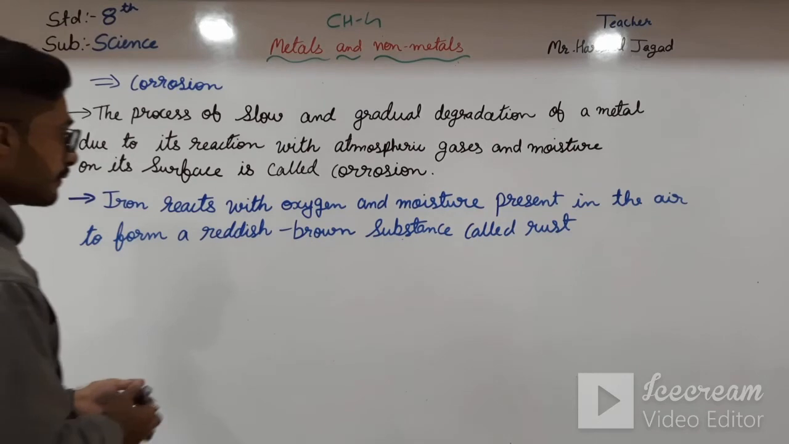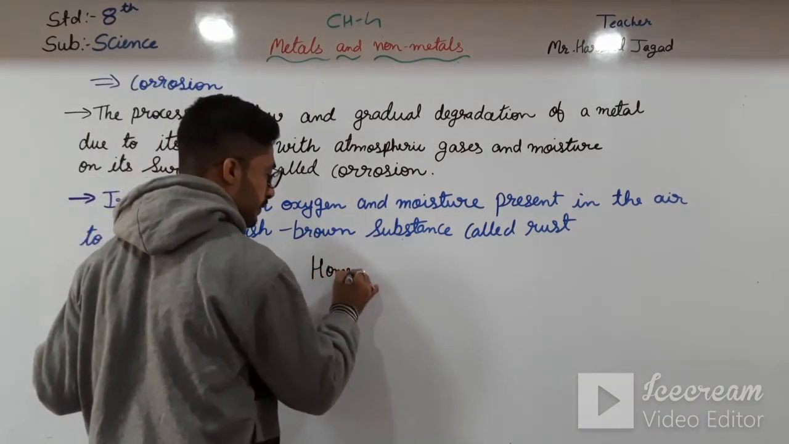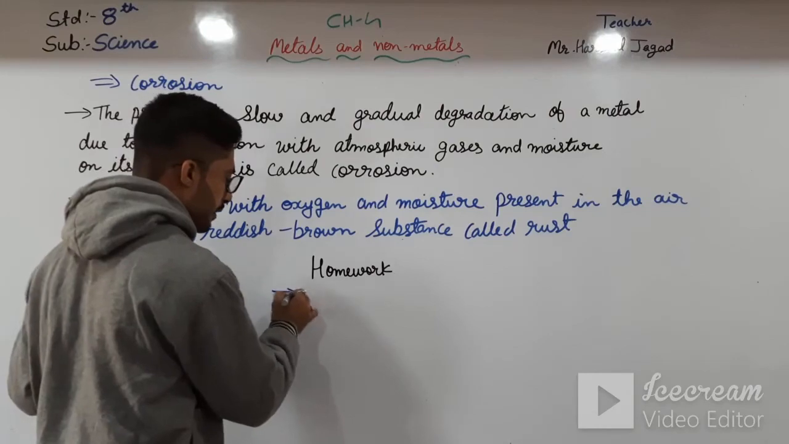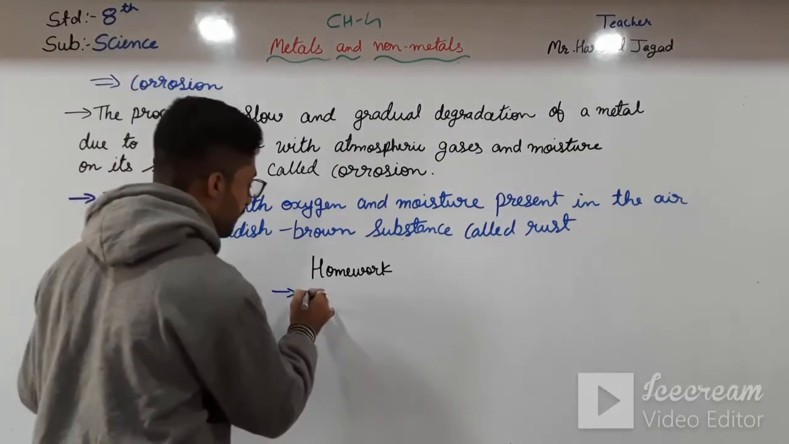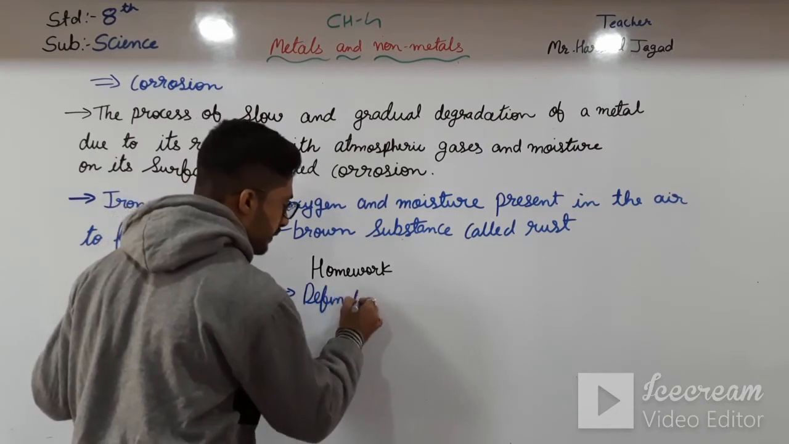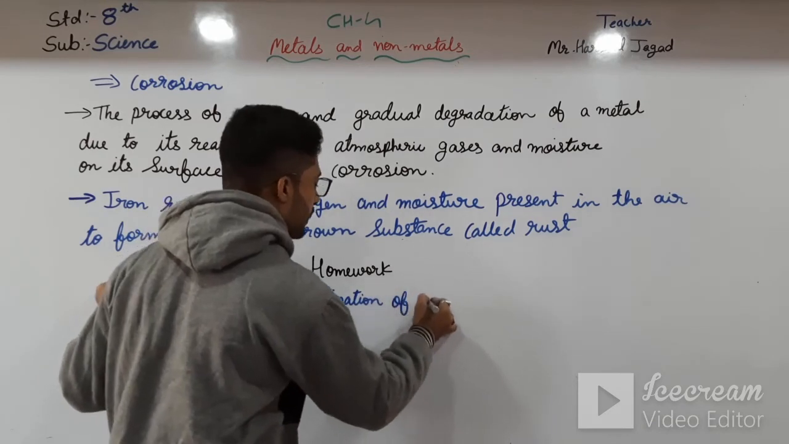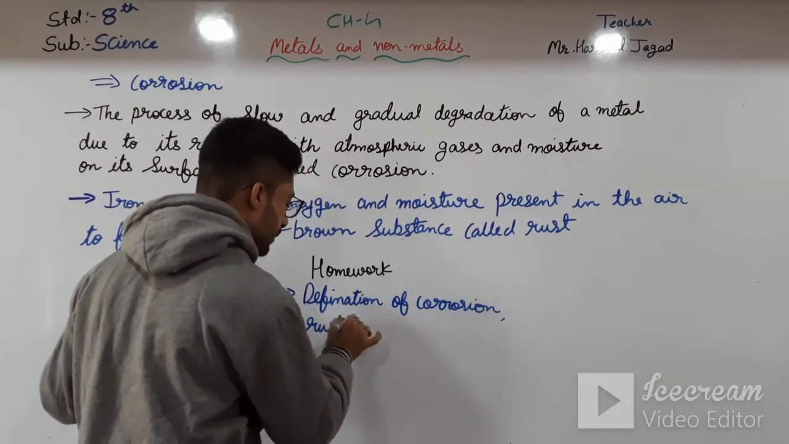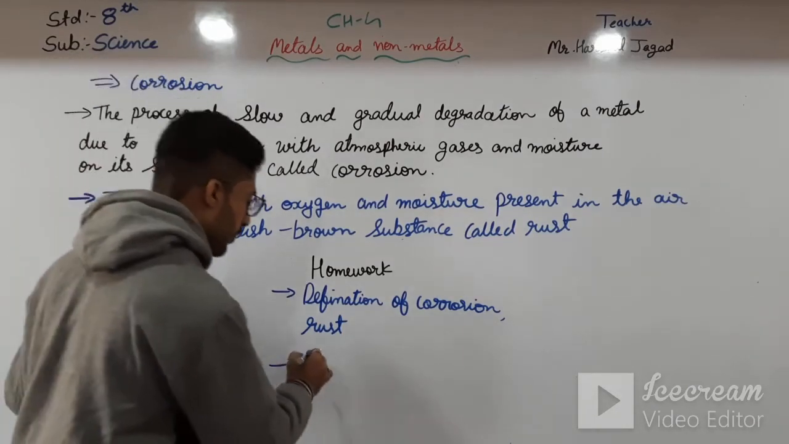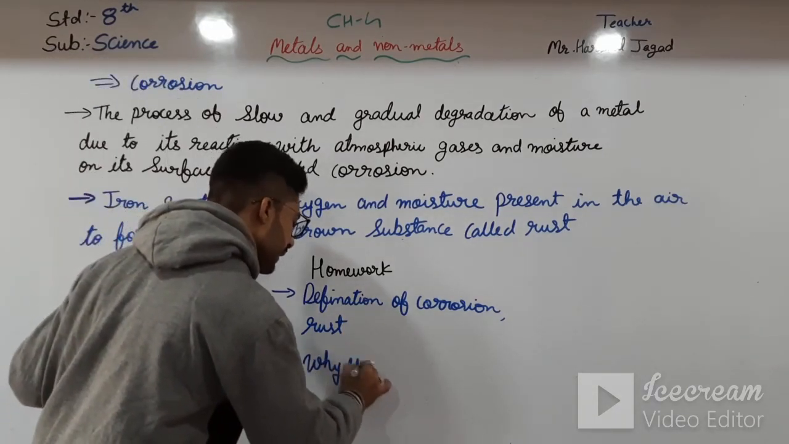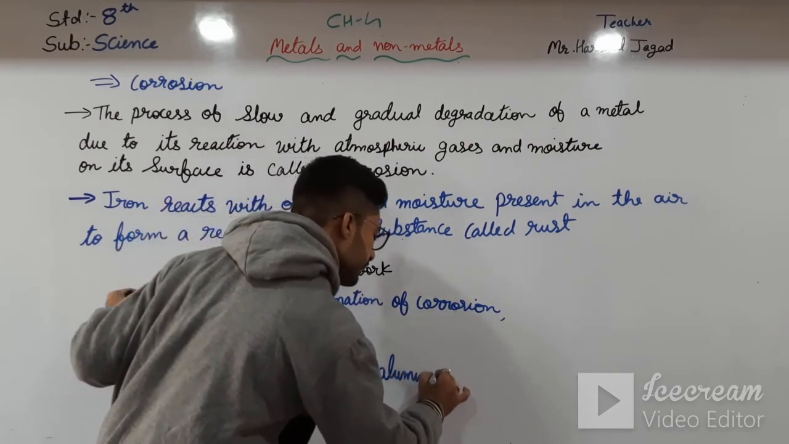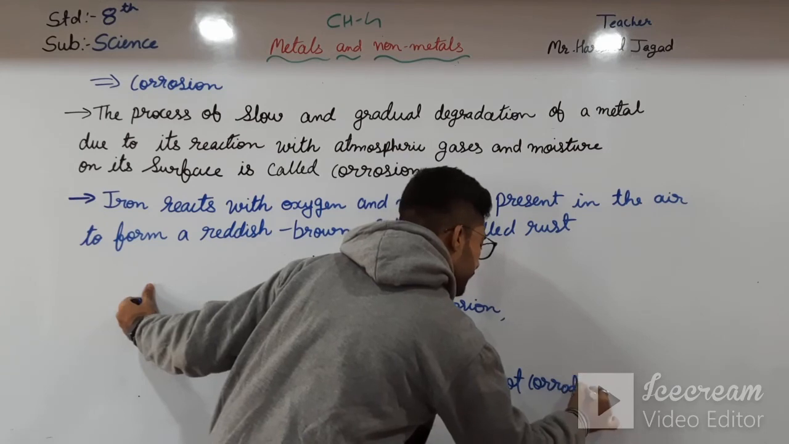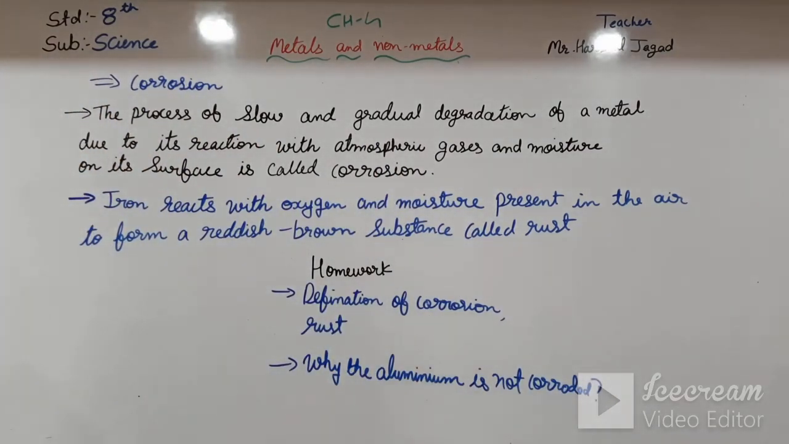So in your homework, you have to write the definition of corrosion, rust, and why aluminium is not corroded. Okay, this you have to write in your homework.